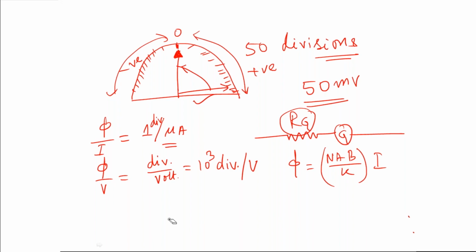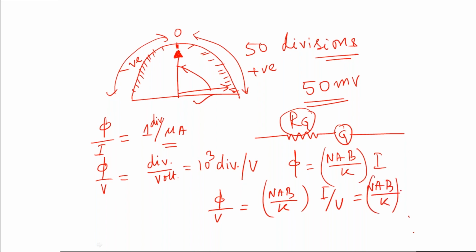Voltage sensitivity will be N A B by K, divided by K and whole into 1 by R. That means theta by V is equal to that divided by R. So if you want to calculate this R, what do you have to find out? This part is the current sensitivity.